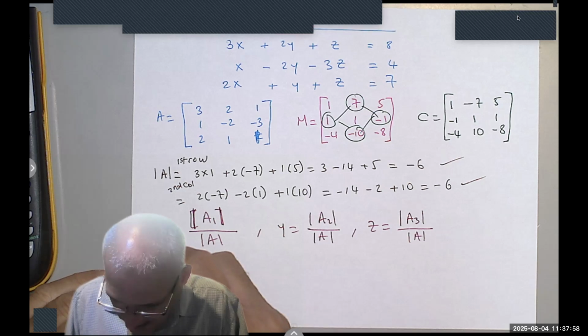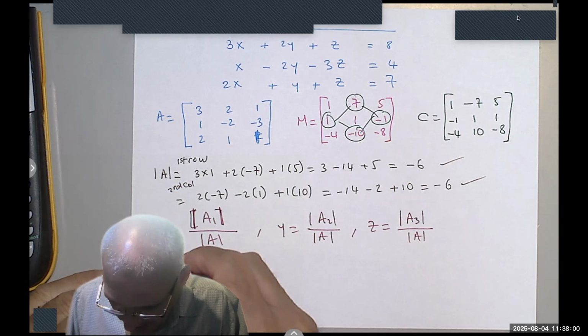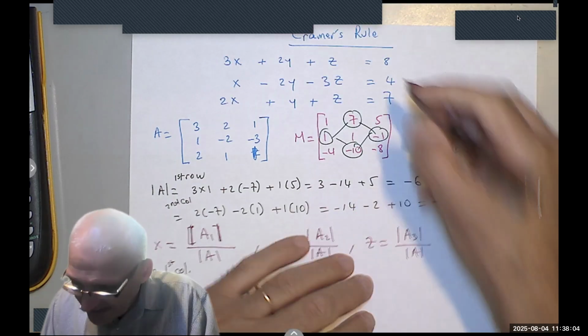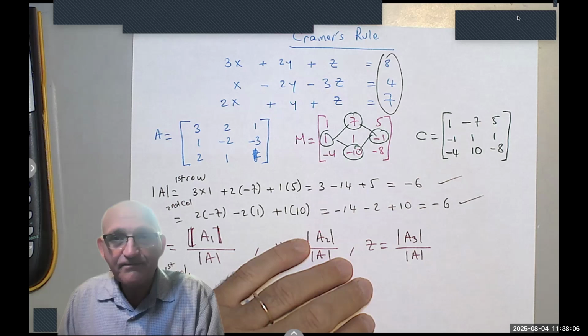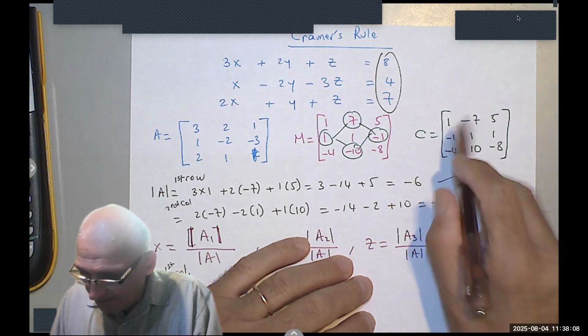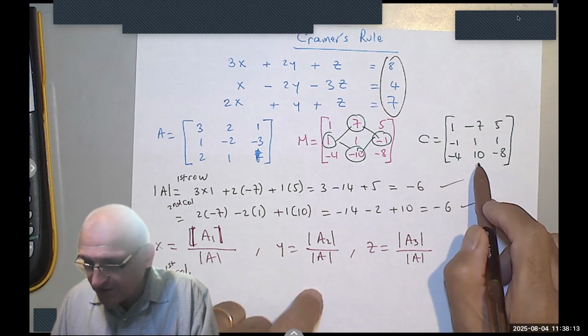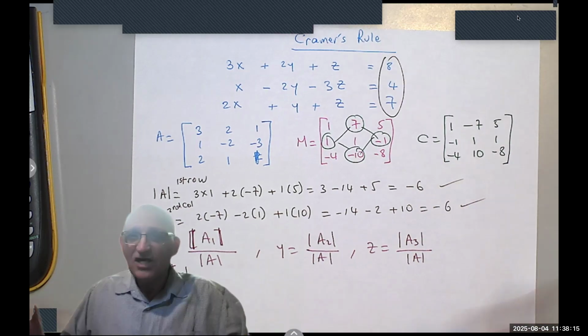Expand the first column after replacing the first column by that. So it's as if you are taking these numbers and multiplying them by the first column to get A1, by the second column to get A2, and by the third column to get A3. So no more work.